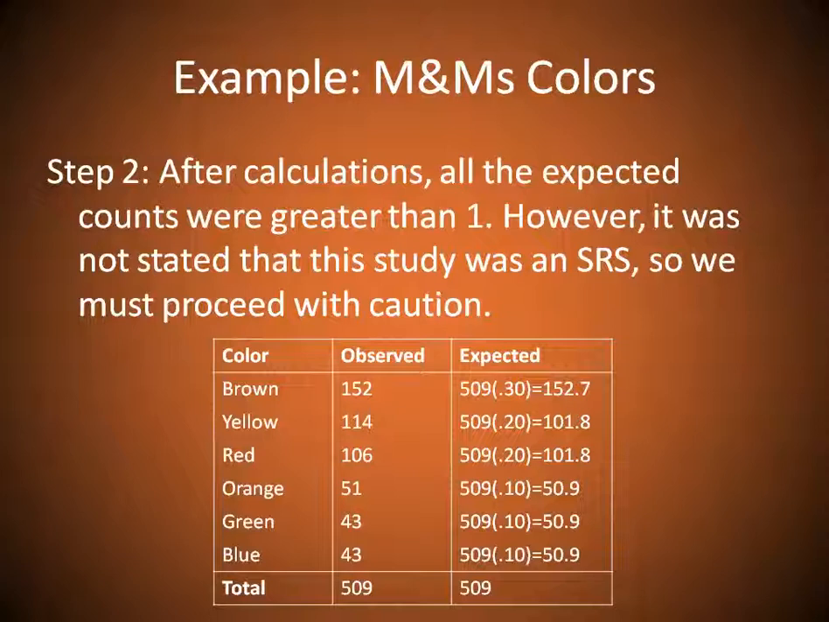Step 2. In order to proceed with the chi-squared goodness of fit test, all expected values must be greater than 1. After calculating them by multiplying the sample size times the hypothesized proportions, we find that they are all greater than 1. To carry out this test, it must also be an SRS. However, it was not stated in the study that it was, so we must proceed with caution.